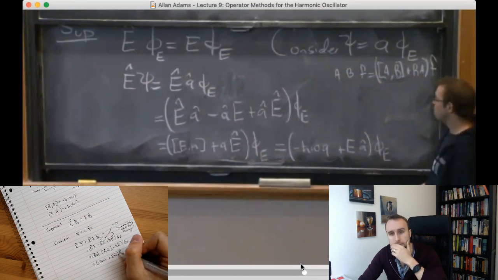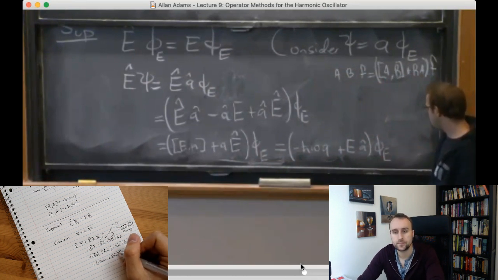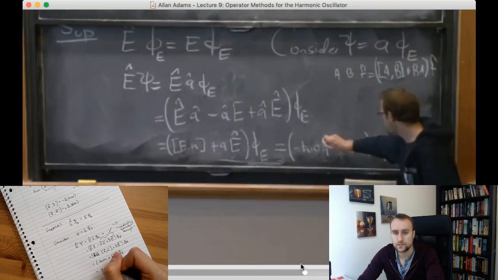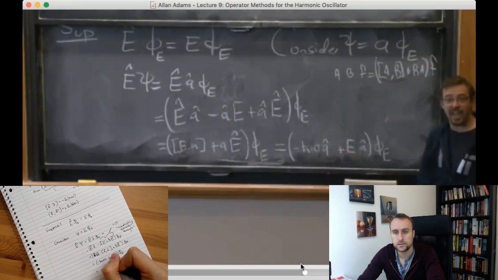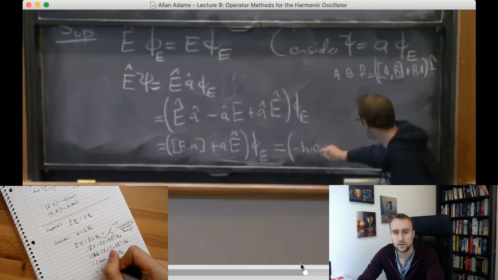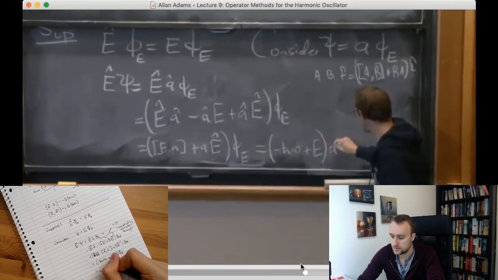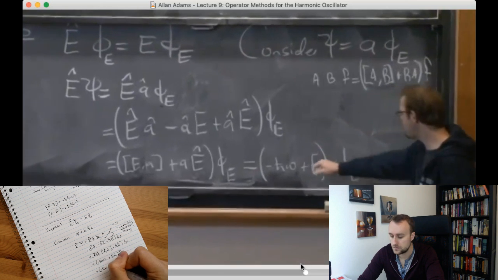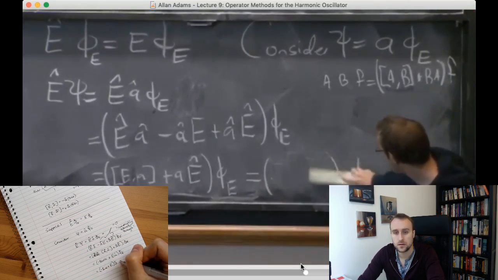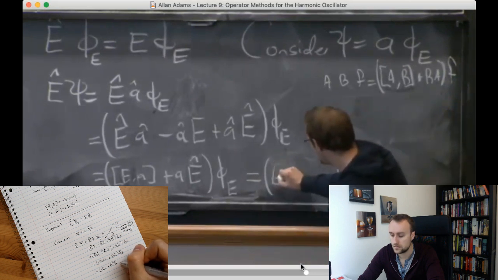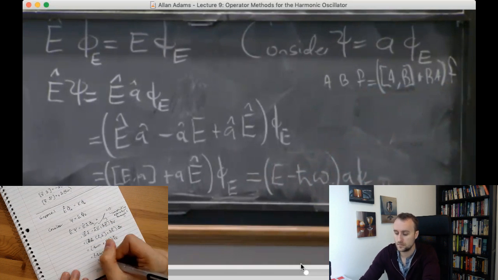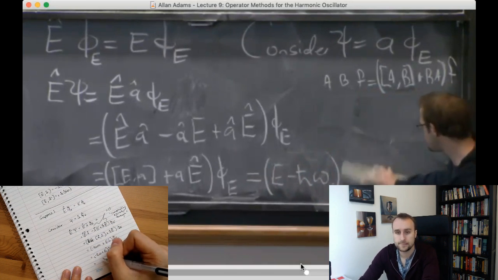And now we're cooking with gas. Because this is equal to (H minus h bar omega) A plus E A. I'm going to pull out this common factor of A, so we have A phi E. And now I'm going to slightly write this instead of minus h bar omega plus E, as E minus h bar omega. I'm literally just changing the order of the algebra. E minus h bar omega. And what is A phi E? Psi. That was the original state we started with, psi.